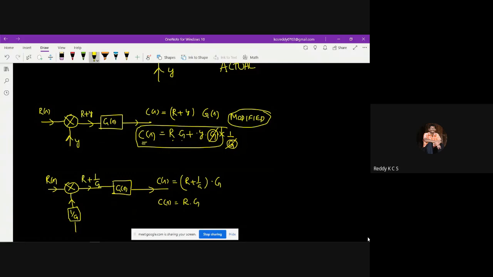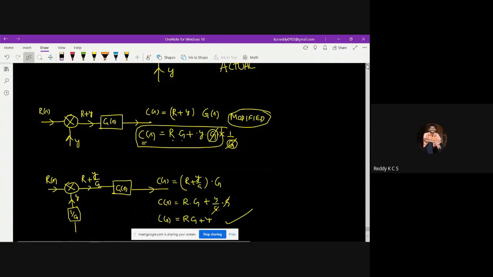Okay, plus y is also there, y by g. So now r into g plus y by g into g. So g will be cancelled out. My output will be r into g plus y, which is the same as the actual one.